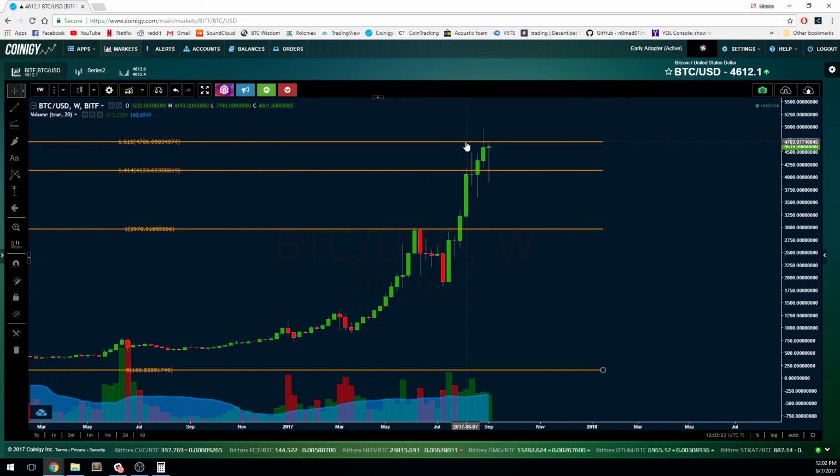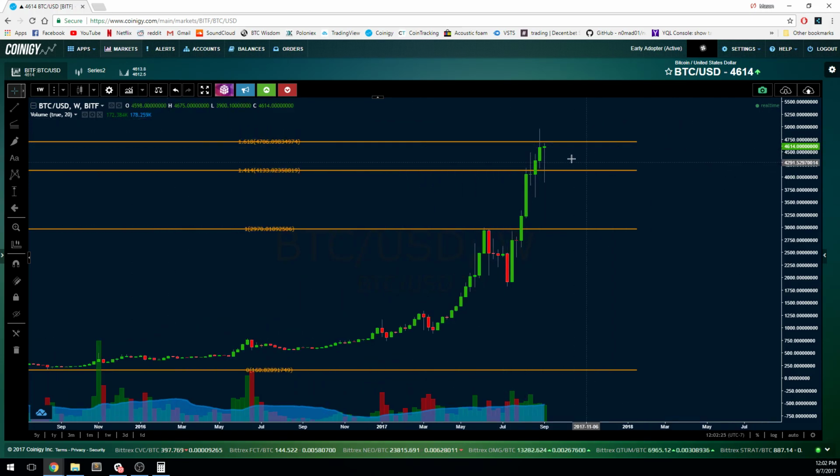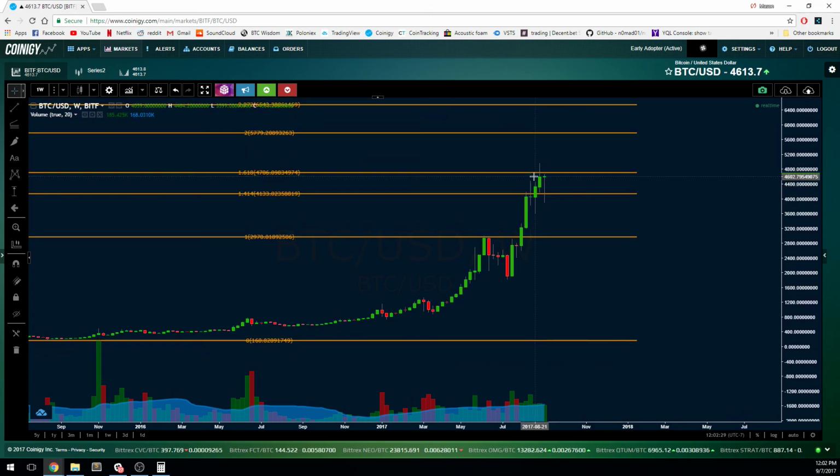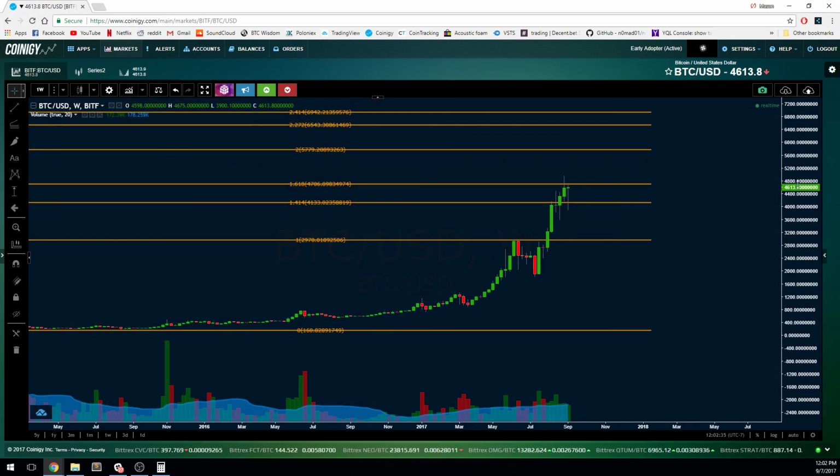If we can find support at 4,700 for a good amount of time and then break through it for more than a couple of weeks, then the next logical step is 5,700, and that's how you can use these extensions.